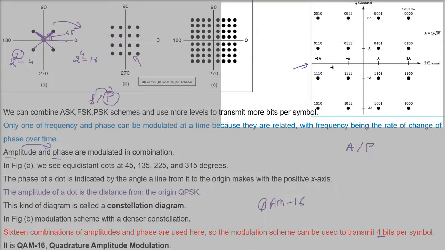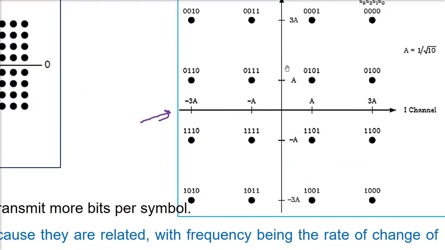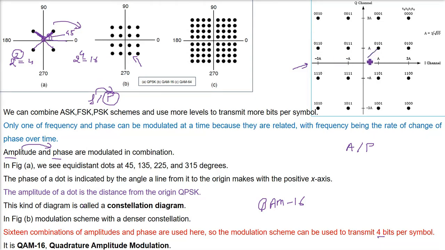See here. Now let us say we have A as some distance. A can be 1 by root 10. So once we want to send 0101, what is the angle? 45 degree. So the phase will be 45. As I said, we are taking the combination of phase and amplitude. What will be the amplitude? The amplitude will be the distance of the 0101 dot from the origin. Let us say it is A. Okay. So once we want to send 0101, this will be like this.